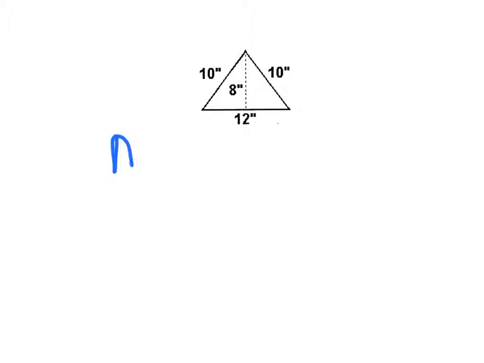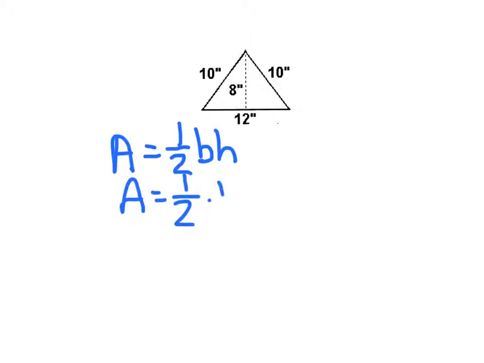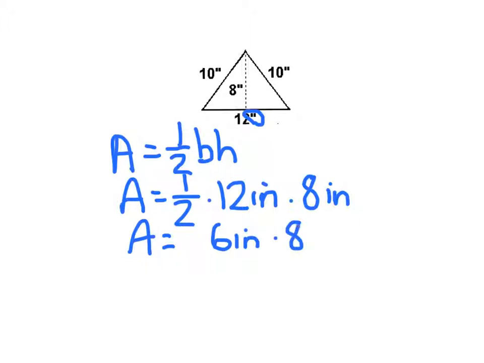Welcome back from pausing the video. Area is equal to 1/2 of the base times the height. The base of this triangle is 12 inches. And that little double mark means inches. And the height is 8 inches. Okay, so 1/2 times 12 is 6. And then 6 times 8. So the area is equal to 48 squared inches. How'd you do? Okay, good. Let's go to the next one.